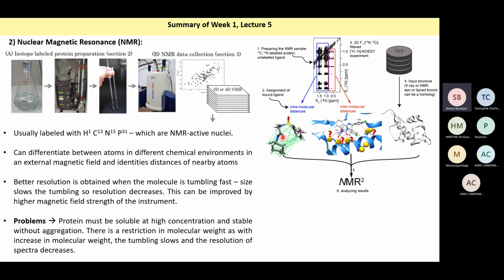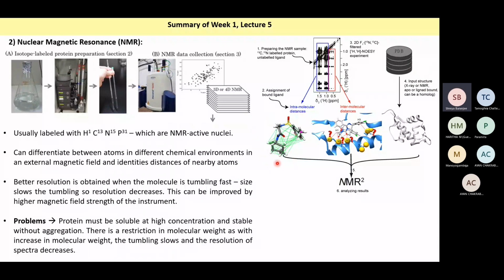With NMR, the distance between two atoms can be calculated. Whenever two atoms are interacting, you will find spots like this in the NMR. And from the intensity of these spots, you can find the distance between two atoms. Like that, you can reconstruct the structure of the protein.